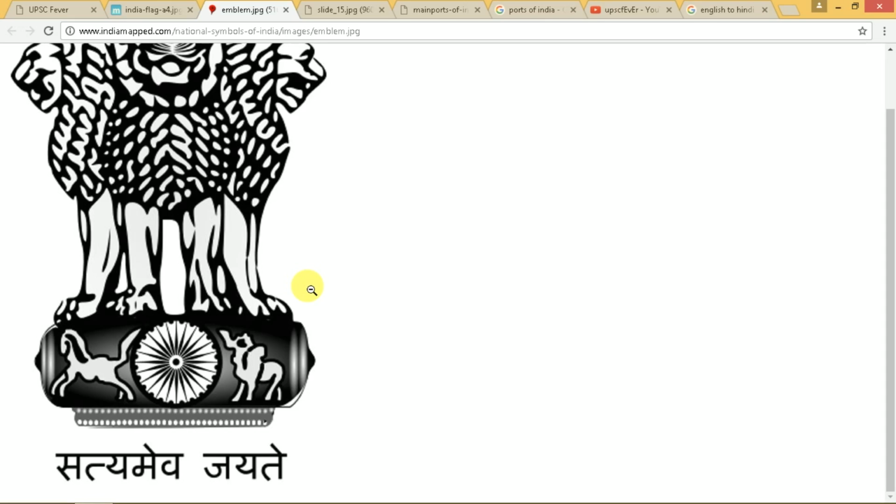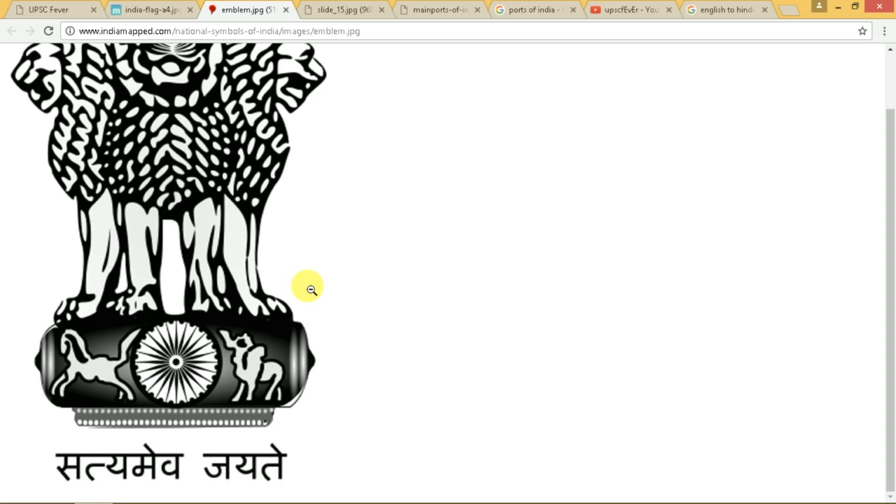The next national symbol, the national calendar. It was adopted in 1957. The Shaka era calendar is our national calendar. The first month Chaitra falls on 22nd March, or 21st March during leap years.